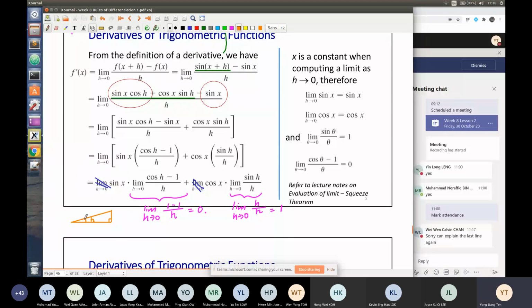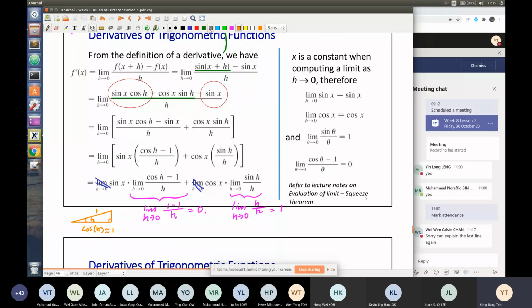When this is very small, where is the cosine h? Cosine h is this length. Your hypotenuse is 1. So imagine when your h goes so small, don't you think that cosine h will go to 1? So when h is small, cosine h is approximated to 1. You go towards 1.